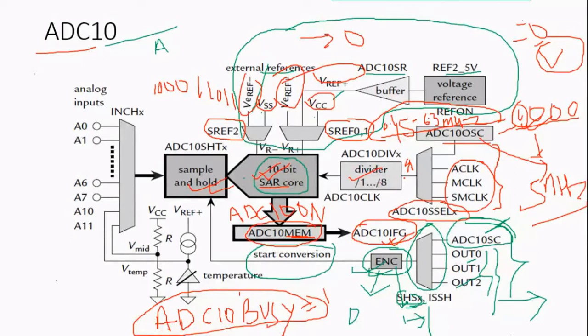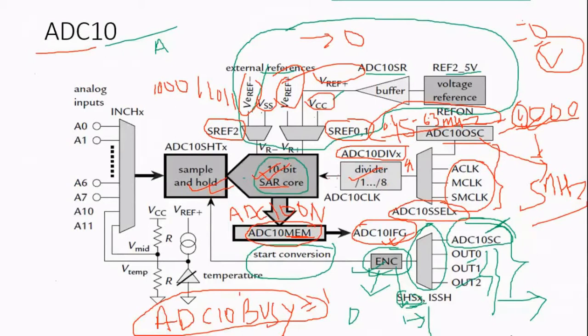by 1, 2, 3, up to 8 by configuring the ADC10DIVx bit. With the help of the ADC10DIVx bit, we can divide this clock frequency by anything from 1 to 8. So you can divide by 1, divide by 2, divide by 3, divide by 4, divide by 5, divide by 6, divide by 7, divide by 8. In this way we can divide with the help of the ADC10DIVx bit.